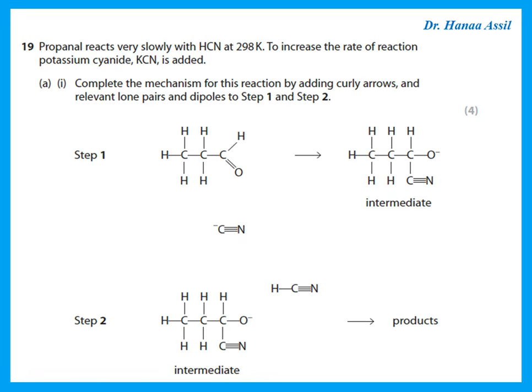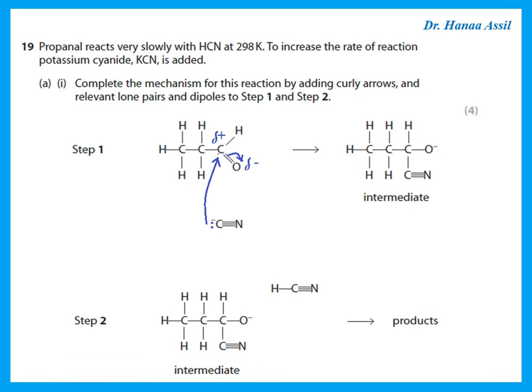Propanol reacts very slowly with HCN at room temperature. To increase the rate of reaction, potassium cyanide is added. First, complete the mechanism for this reaction by adding curly arrows. So, where is the cyanide? How does it attack? Remember that it attacks the carbon because that is slightly positive.